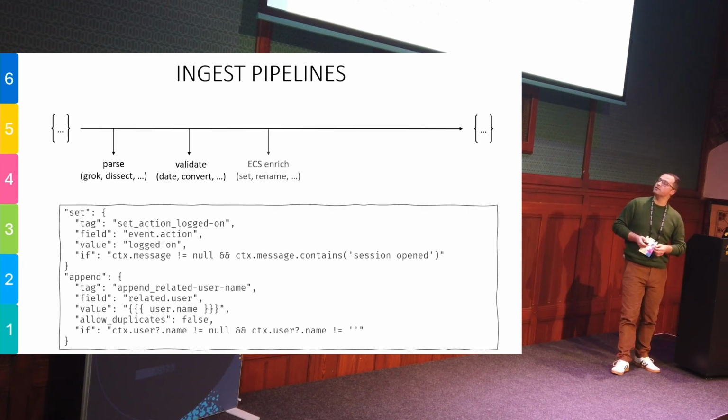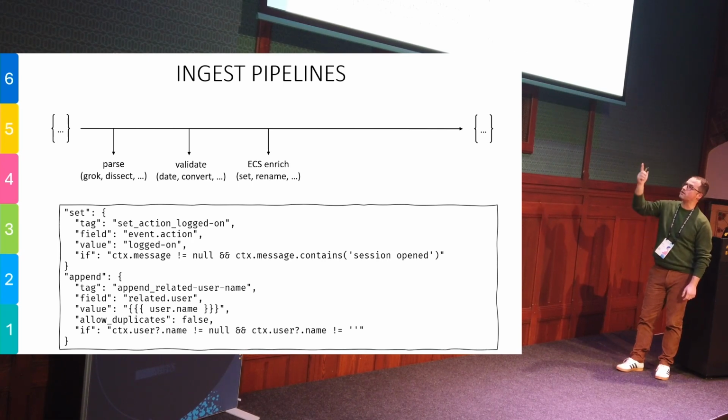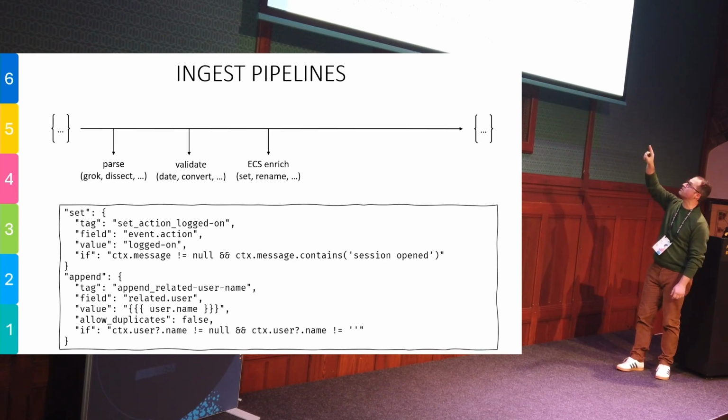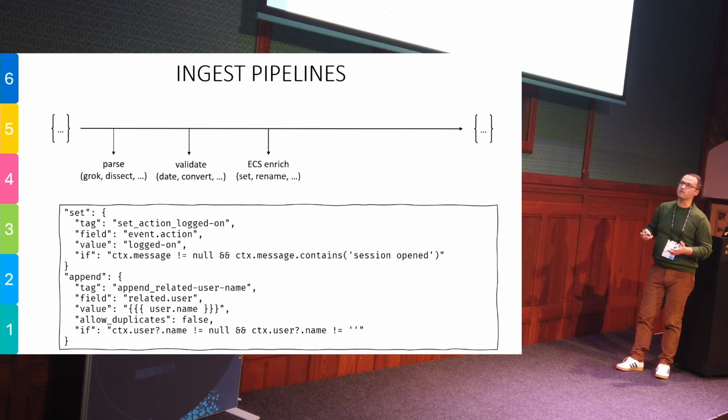Then the third one is ECS enrich. What I mean by this is, usually, the set and the append processors. They will, for example, here we have the event action. It will fill event.action with a value depending on what, in this case, the message contains. So if the message contains session opened, oh yeah, that's someone logged on, right? Then it goes into event.action, and then you can act on it, security most of the time.